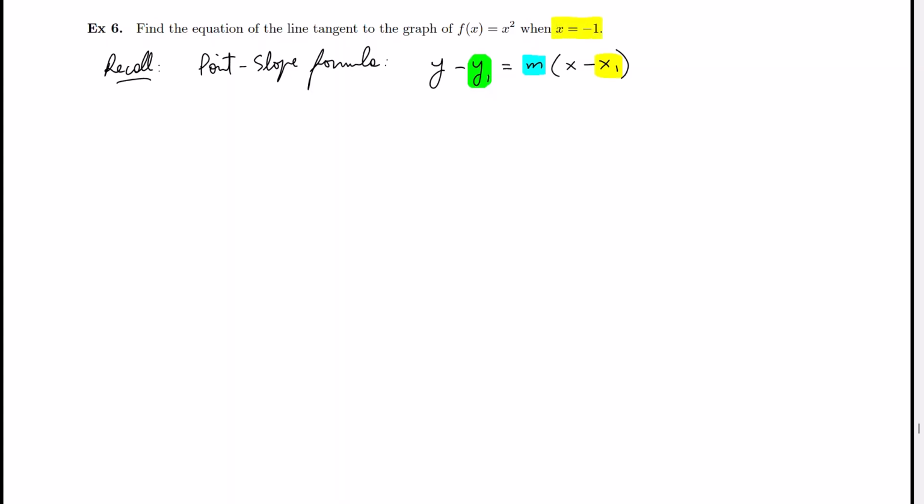It's this x equal to -1. And that's pretty much the only thing that's given to me. The other two things I need, m, which is the slope of the tangent line, is missing. We don't know it. They did not give it to us in the paragraph. And y1 is also missing. What is y1, by the way?